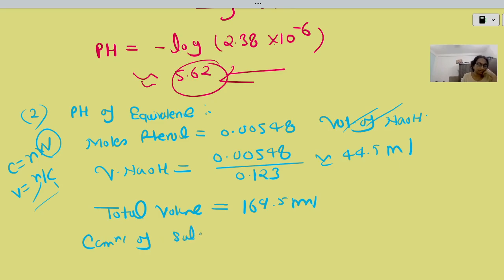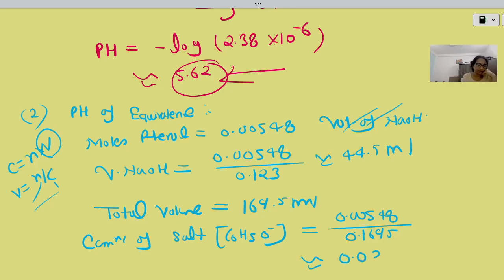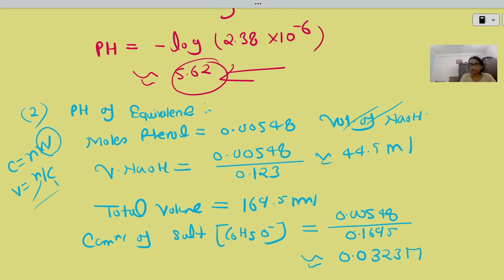Now the concentration of the salt, because of the formation of the salt, it is a reversible reaction with an equilibrium constant, C6H5O negative after the reaction. You will put the value 0.000548 moles divided by the volume, 0.1695, and you will get approximately 0.0323 M.